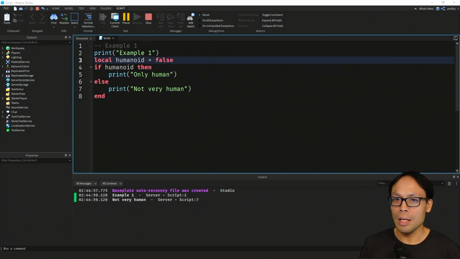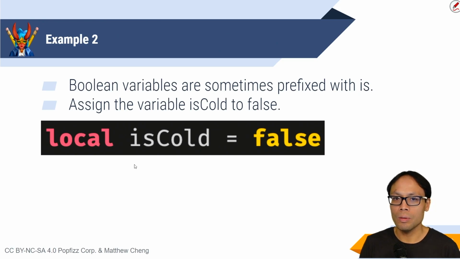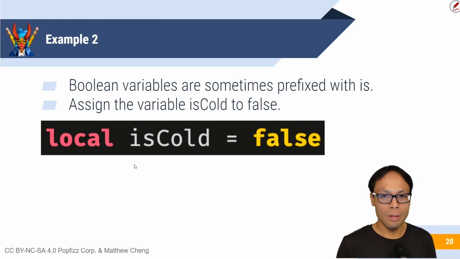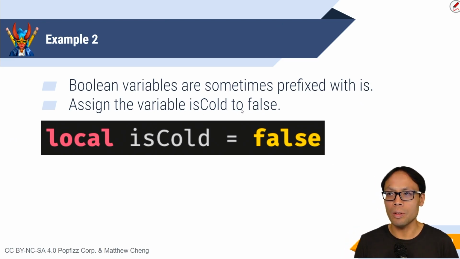All right, let's try another example. So let's try a different Boolean variable, and we're going to now say is cold. Boolean variables are also sometimes just prefixed with the prefix of is. So we'll assign the variable is cold to false.